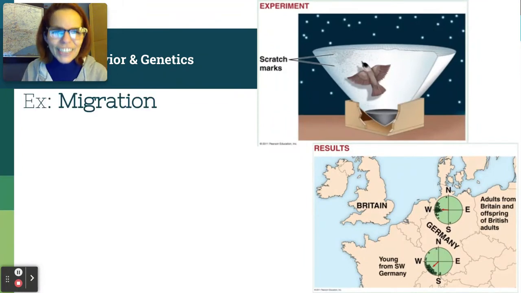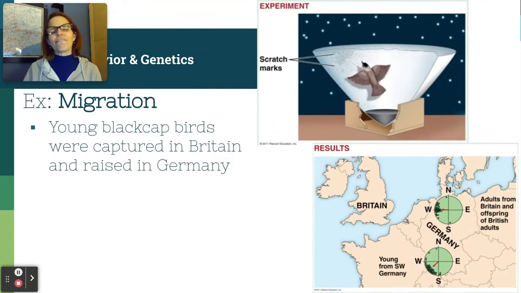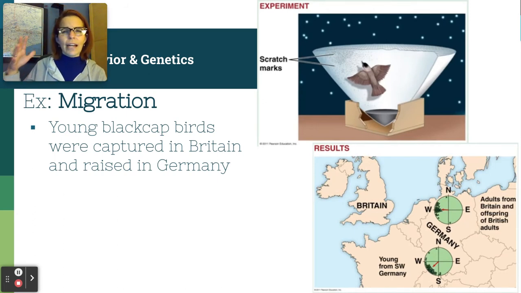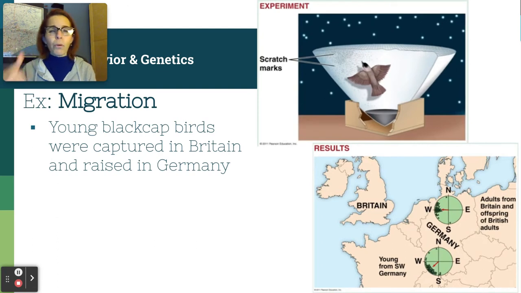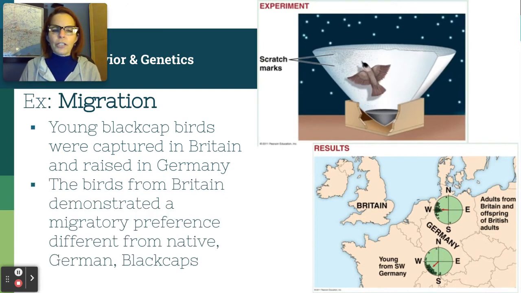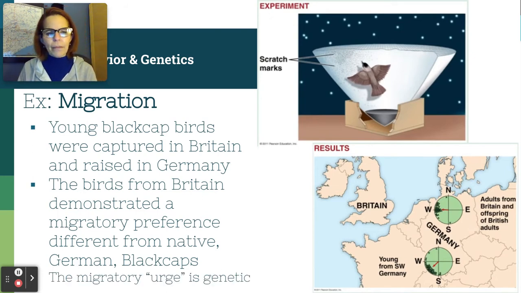All right, another example, migration, such a fascinating topic. There's all kinds of things that go into migration, but part of it is genetics. We know that they form cognitive maps. We believe that they can even sense the magnetic North Pole to give them a sense of direction. But here it says young blackcap birds were captured in Britain and raised in Germany. The birds from Britain demonstrated a migratory preference different from native German blackcaps.